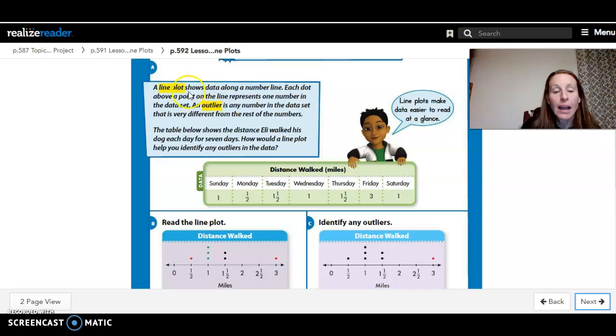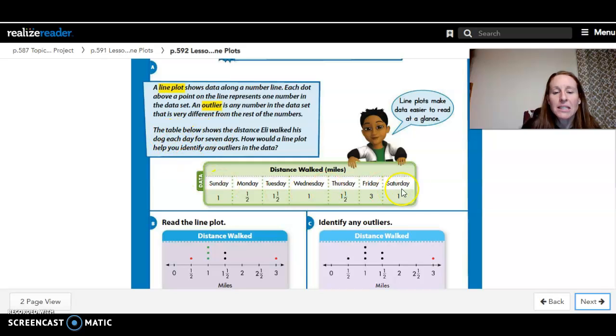An outlier, here's a new vocabulary word, is any number in the data set that is very, very different from the rest of the numbers. Outlier reminds me of out in left field, for you baseball fans. If you're out in left field, that's also an idiom. Out in left field, what does that mean? It means you are just kind of out of it. You're not really involved, or you're not really knowing what's going on. You're kind of lost. So an outlier is data that's very different, kind of out by themselves, not involved with the other numbers.